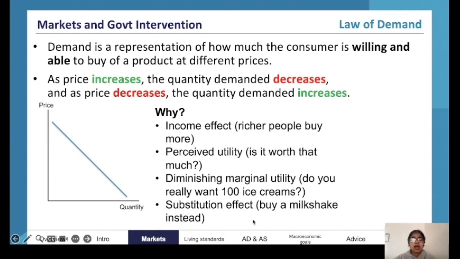Substitution effect. So this is another important concept. So this is basically when as the price of a product increases, you start to look for other substitutes. So for example, egg prices are getting really high, right? So what people might do is they might be like, well, egg prices are really high, but chicken prices are actually kind of low. So they might look for the substitutes instead.